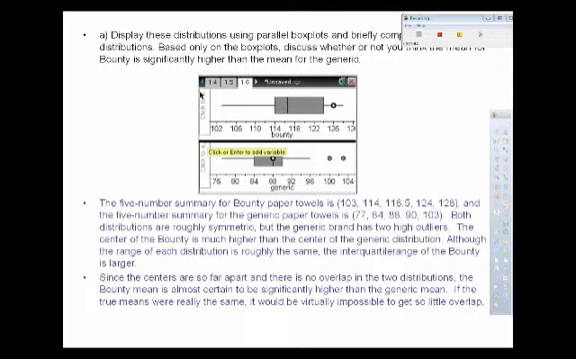range of each distribution is roughly the same. The interquartile range of the Bounty distribution is larger. Since the centers are so far apart and there is almost no overlap in the distributions, the Bounty mean is almost certain to be significantly higher than the generic mean. If the true means were really the same, it would be virtually impossible for so little overlap.